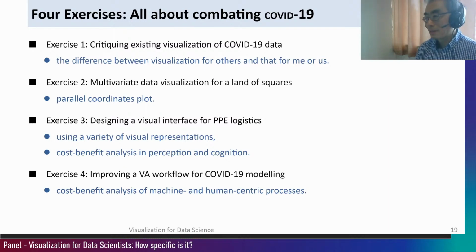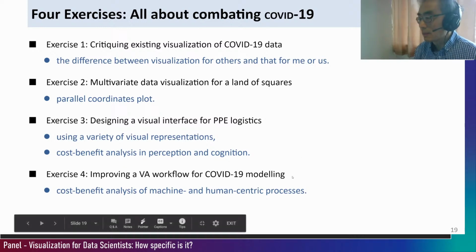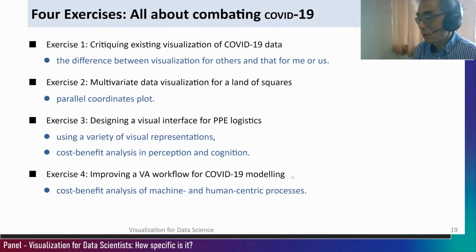The third exercise is a design exercise. Although the social science students are not required to develop software, we encourage them at least to be able to be involved in designing the software, specifying the requirements, and seeing what could potentially be useful to them. The last exercise, exercise 4: a lot of social scientists and data scientists are involved in modeling. So I take modeling as a problem and ask people to consider a visual analytics workflow.